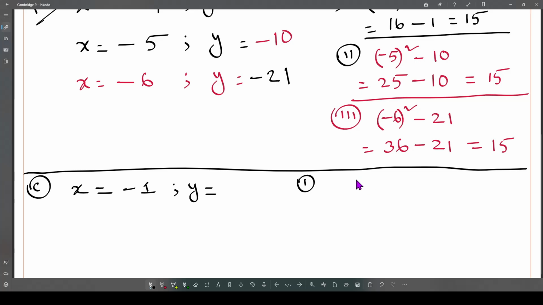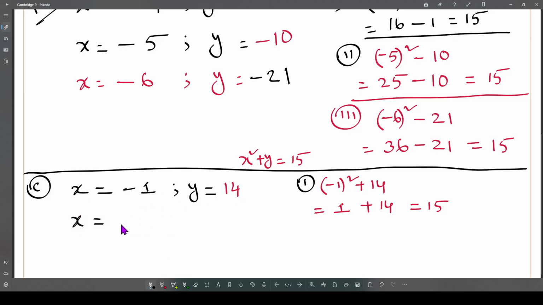Here, we have to make x square plus y equals 15. So x means minus 1. So this is square. So minus 1 square means 1. But to make 15, we need plus 14. So plus 14. Okay. So if x equals minus 1, that time y equals 14. Okay. So look, here x minus and y plus.